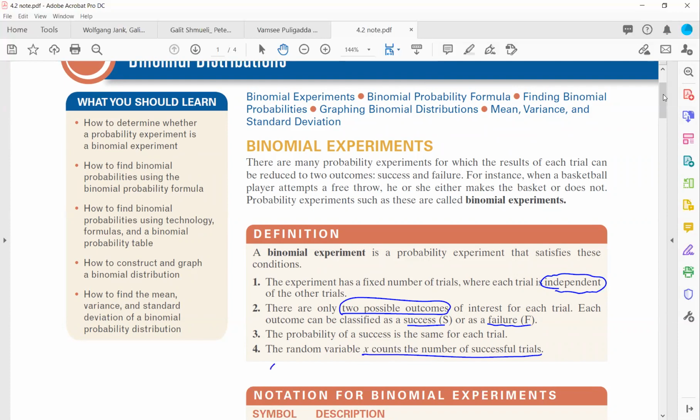So your x might be no success. Your x might be just one success. Your x might be two successes in your experiment. Your x might be 3, and so on. So you can actually list the number of successful trials in your experiment.